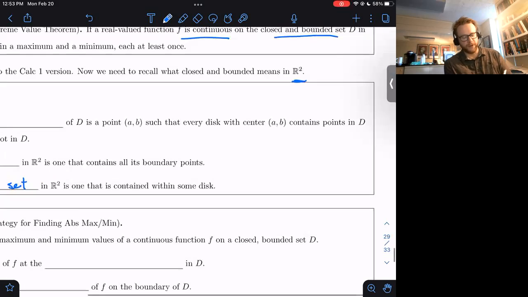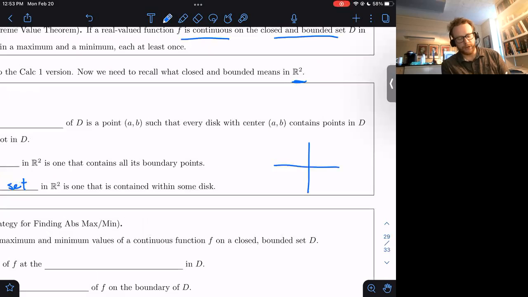A bounded set just means that it doesn't go off to infinity. Of course, when you're talking about the real plane, there are many ways that you could go off to infinity. So basically what this comes down to is that you can trap it within some disk. Disk just means a circle plus its insides. So so long as D is not something like the first quadrant, there's no way you can trap the first quadrant within a disk of any finite radius. So your set couldn't be like the first quadrant or the second quadrant or things like this.